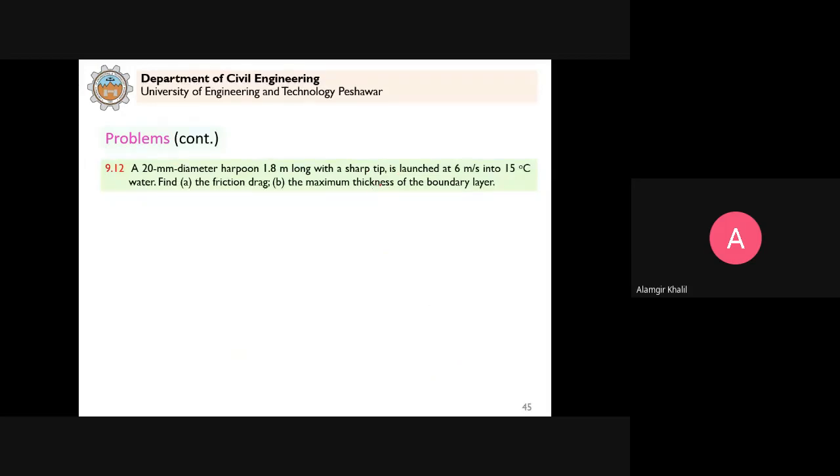Now we consider another problem. A 20 millimeter diameter harpoon, in the shape of a missile with a sharp tip, of this shape here, is launched at 6 meters per second at 15 degrees Celsius in water. Find the friction drag on this harpoon and the maximum thickness of the boundary layer.